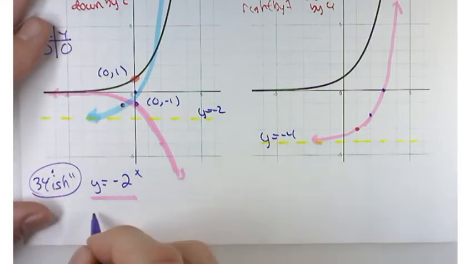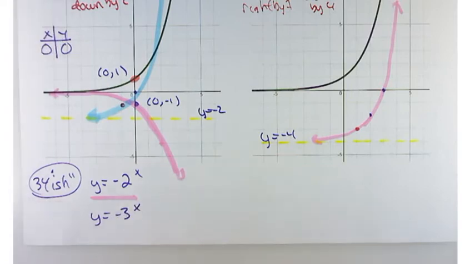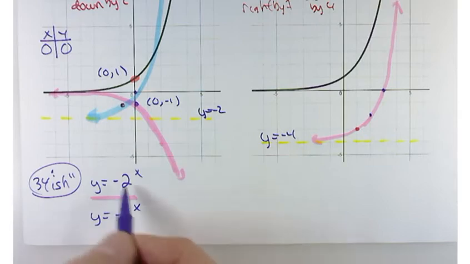Now you might keep in mind that the original question was negative 3 to the x. And you might say, well, wait a minute. What's the difference going to be there? How's that one going to look? And that's a good and fair question. Let me explain the effect of the base on the shape of the graph.